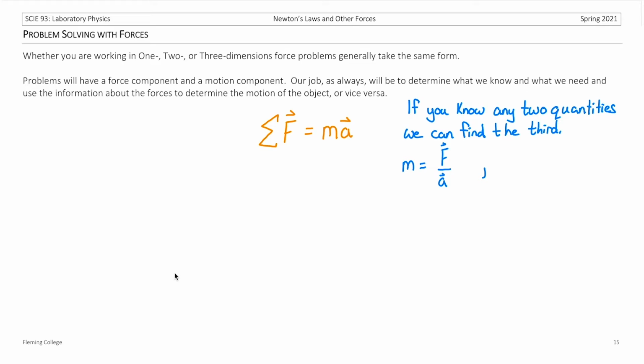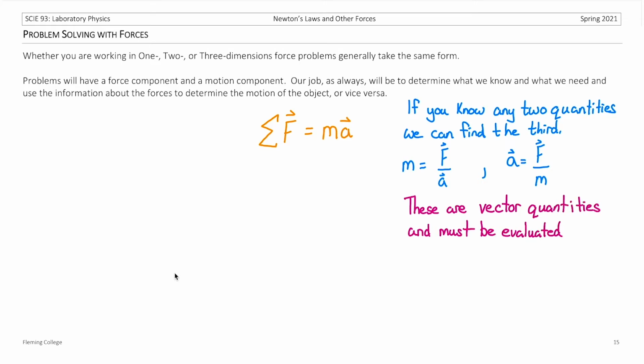And yet another type of problem is that if we know the force applied and the mass of the object, we can determine the acceleration effect. The fact that the acceleration and forces are both vectors means that we have to consider them in their components. This means that we could have a net force in the x direction while having no net force in the y direction.